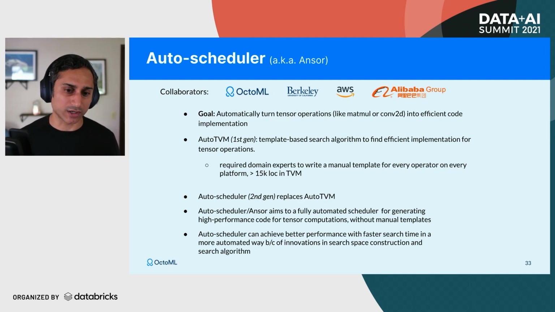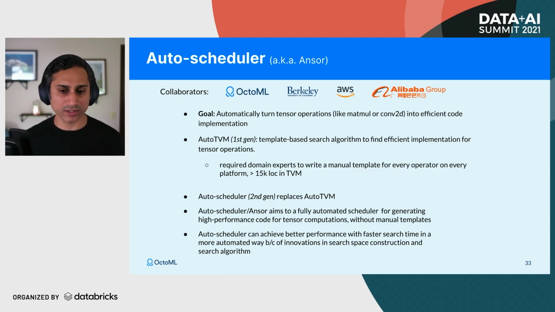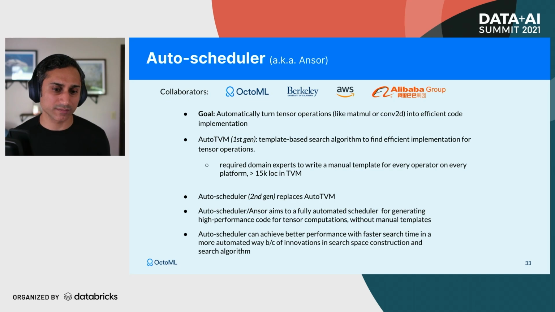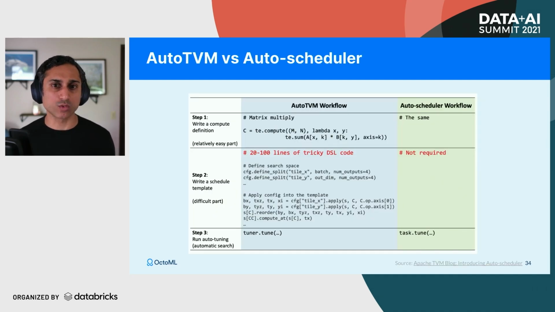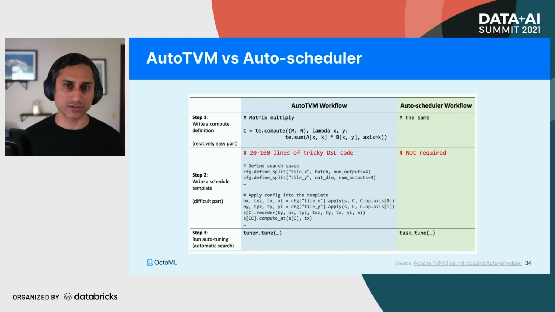The second generation autoscheduler replaces AutoTVM. Autoscheduler aims to be a fully automated scheduler for generating high performance target code for tensor computations without the need for manual templates. Autoscheduler can achieve better performance with faster search time in a more automated way because of innovations in search space construction and a better search algorithm. So let's compare the workflow for generating code for an operator in AutoTVM and autoscheduler.